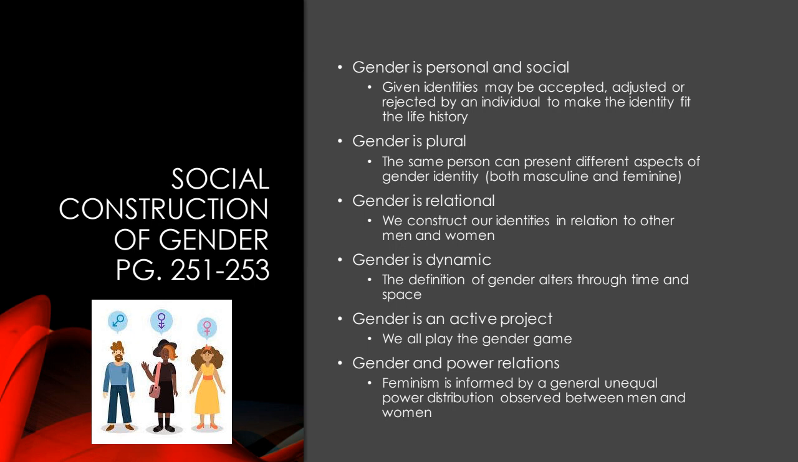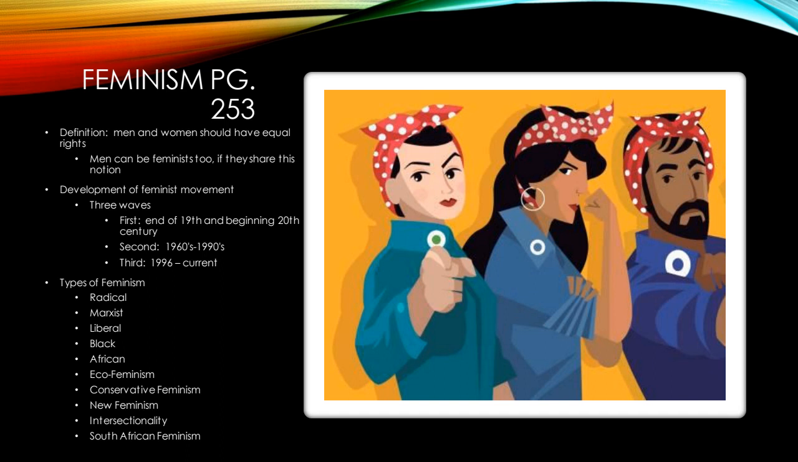Gender and power relations as well is one of the elements of gender construction, or the gender identity construction rather. And in this it says that feminism is informed by a general unequal power distribution observed between men and women. So when you're looking at the studies on gender, you cannot shy away from feminism, because in talking about gender, we are also talking about the unequal distribution of power between men and women. So all of these brought about the different feminist groups as well.